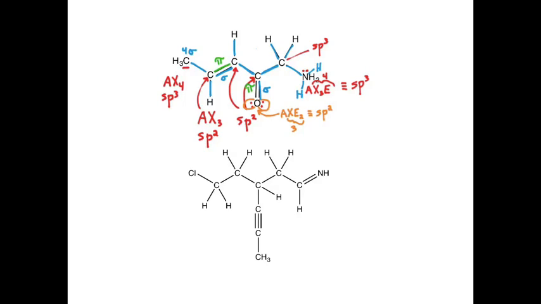Thinking about bond angles, we always look at this central atom. If this carbon is sp3 hybridized, all of my bond angles around here are approximately 109.5. This central carbon here is sp2 hybridized, therefore these bond angles are all 120.